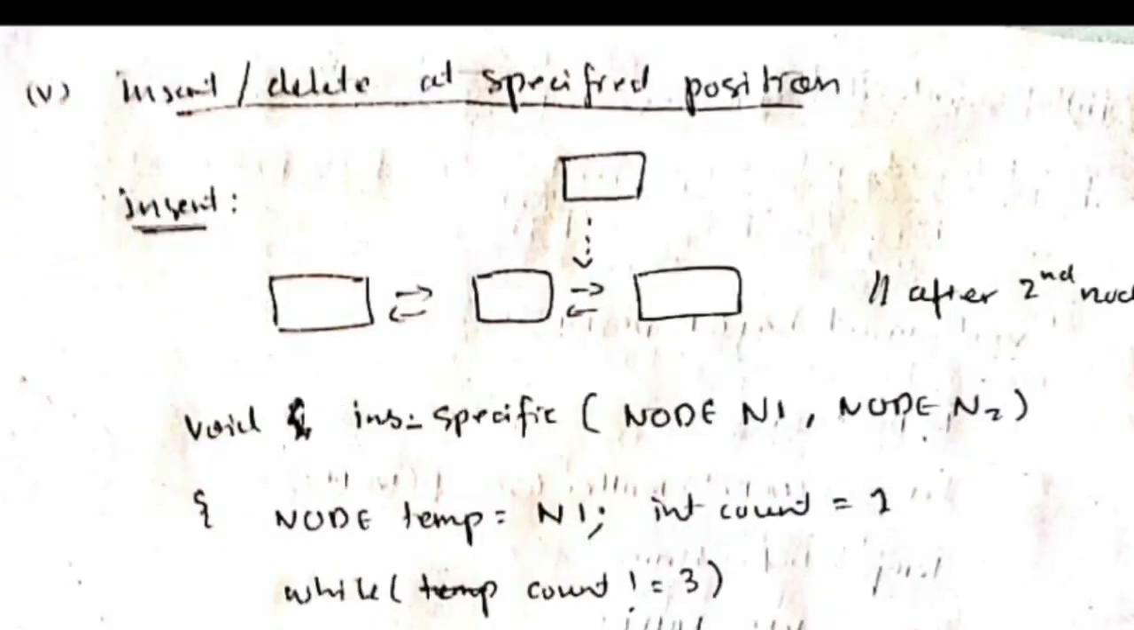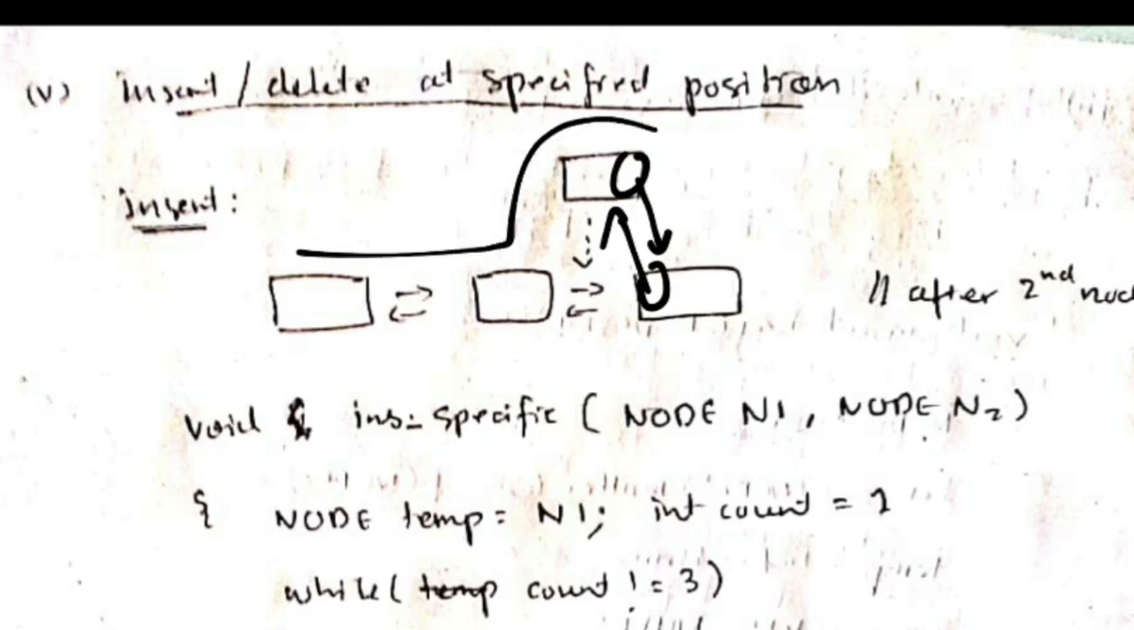If you have to insert or delete a node at a specified location, for insertion we first travel to the location where we have to insert. At that location, the right part of the node will be pointing to the newly created node, and the left part of the new node will be pointing to this one. Similarly here also, the right part will point to the next node, and the left part of the next node will point to the previous node here. By doing that we can create a connection between all of these nodes.